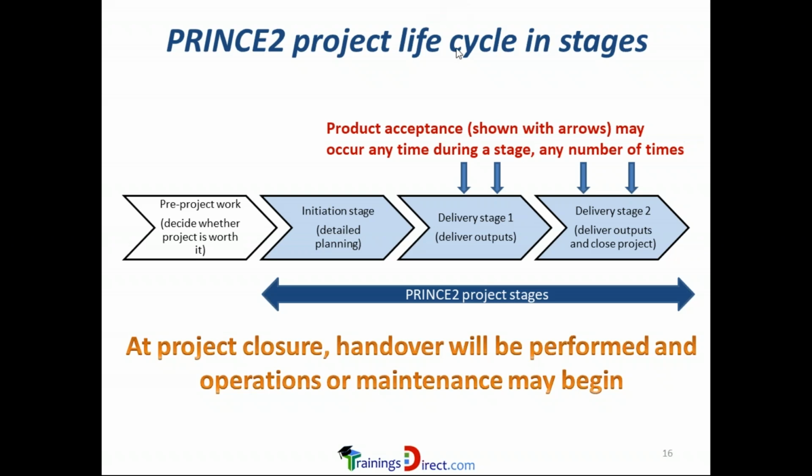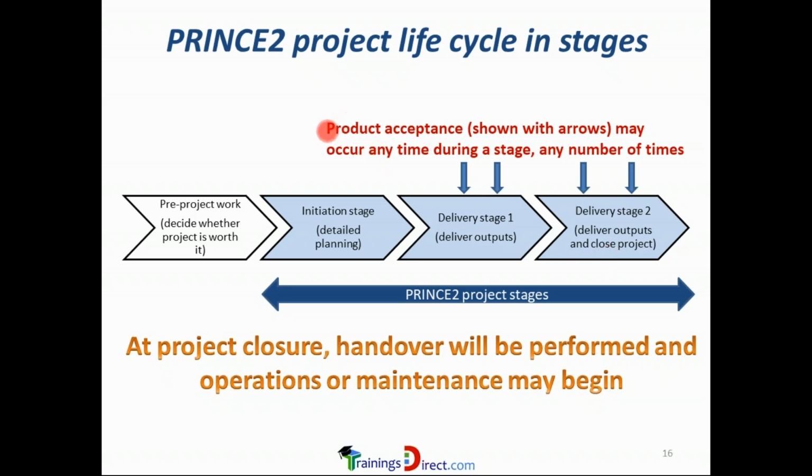A PRINCE2 project, because it has 2 minimum stages, can have even 3 or 4. This is another example. We still have only one initiation stage here for the detailed planning. And as before, we have pre-project work to decide whether it is worth doing this project. But after this initiation stage, there is not just one delivery stage, there are two delivery stages. In delivery stage 1, certain outputs will be delivered, and in delivery stage 2, some more outputs will be delivered, after which the project will be closed.